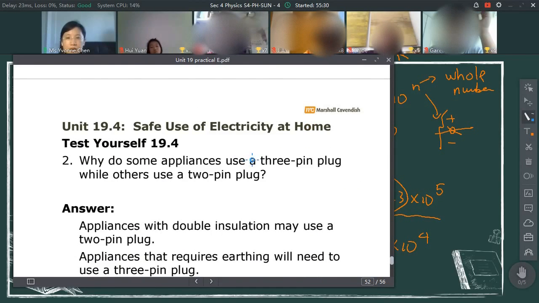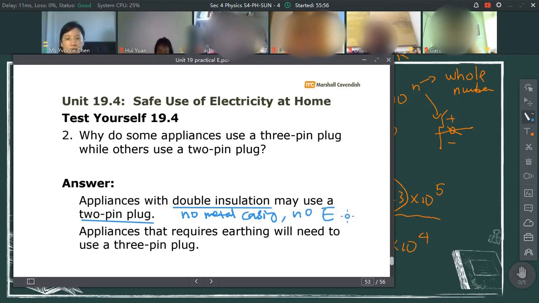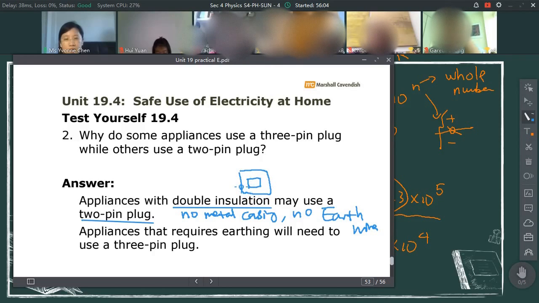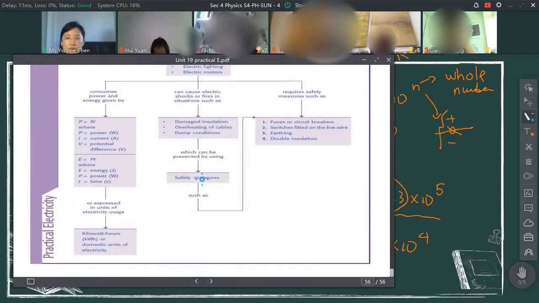Next, the 3-pin plug and the 2-pin plug. If we have double insulation, we can use a 2-pin plug because there's no metal casing, so there's no need for the earth wire. The symbol for double insulation is two squares. The 3-pin plug, which provides earthing, is needed for appliances with a metal casing. So that's all about the main part.